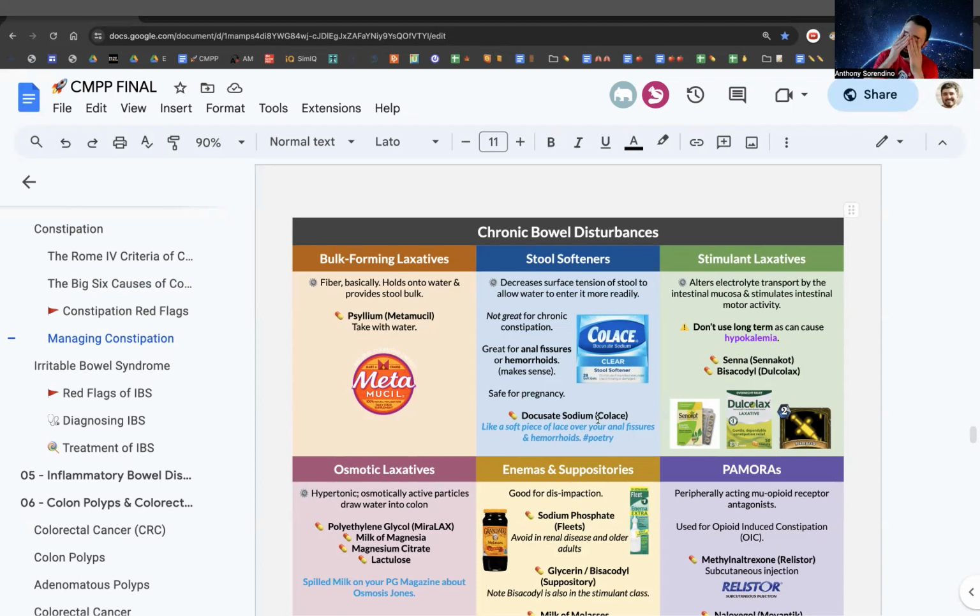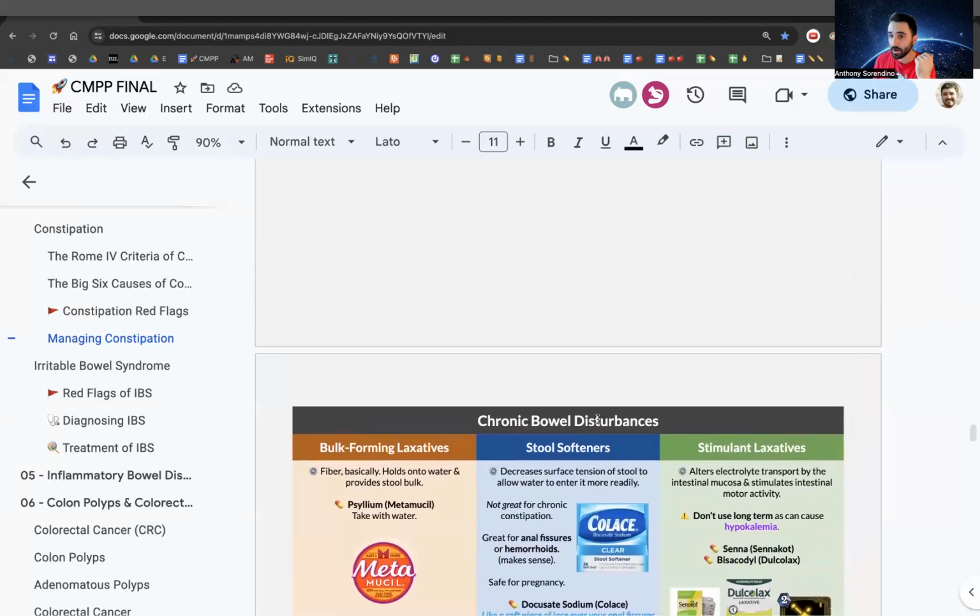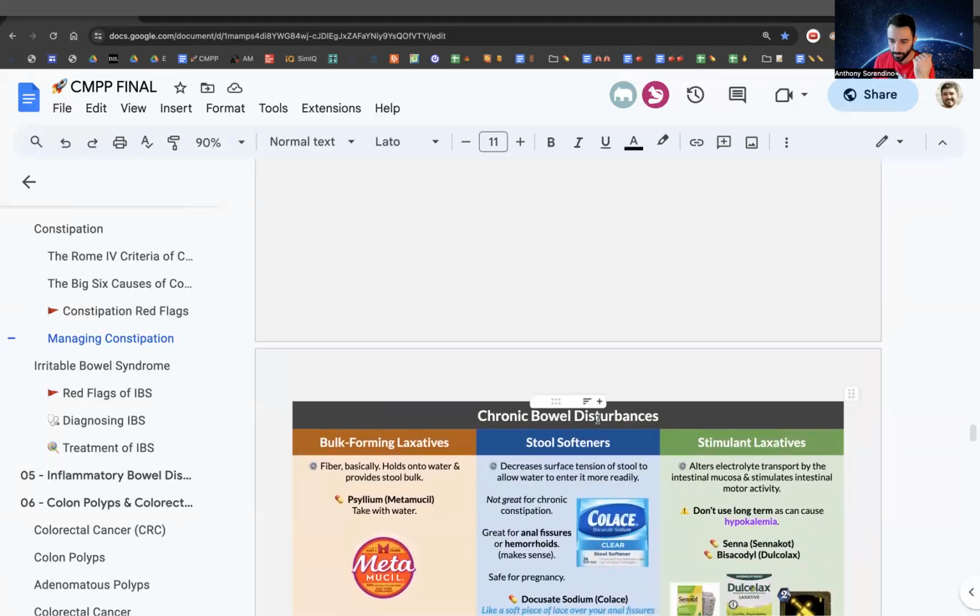All right, your stimulant laxatives. This is going to be your Senokot and, is it Dulcolax, which is bisacodyl. And then the big thing here you want to look out for is, I believe, hypokalemia. There you go. So this is going to alter electrolyte transport by the intestinal mucosa.